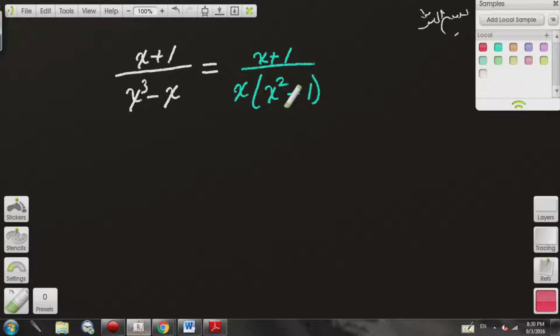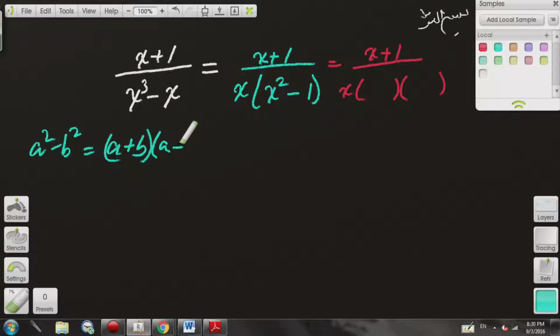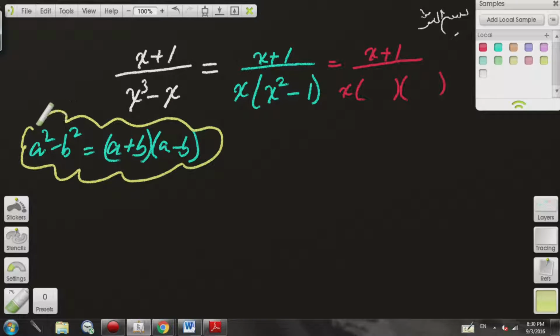But wait, what can I factor out over here? Well, x squared minus 1 is a special case. That's like a squared minus b squared. Well, a squared minus b squared was a plus b and a minus b. That's one of the very important special cases. So you can factor this out as x plus 1 and x minus 1.